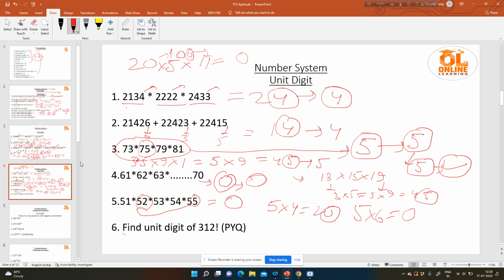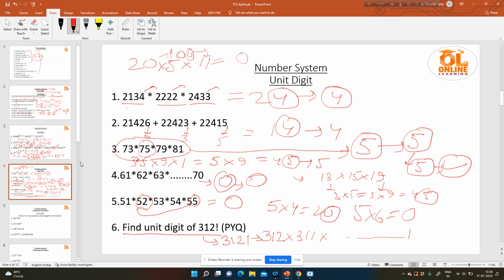Now, there is a previous year question that has been asked in TCS. It is given: find the unit digit of 312 factorial. Many of you will get confused. How can we find the factorial of 312 and then find the unit digit? Many people will think we have to multiply 312, 311, like this, till 1. So how can we solve this type of question?